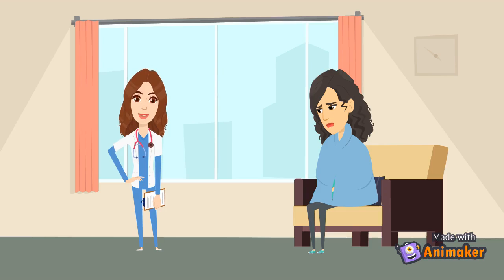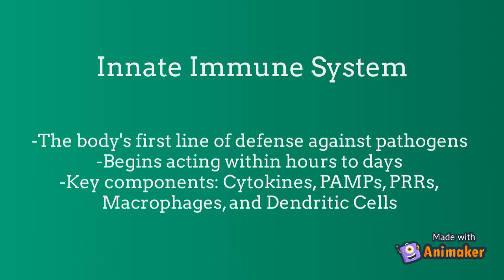Of course, let's start by discussing some key parts within the immune system so you can understand how they play a role within sarcoidosis. Your innate immune system is your body's first line of defense against pathogens and begins acting within hours to days. Key components of the innate immune system include cytokines, PAMPs, PRRs, macrophages, and dendritic cells.